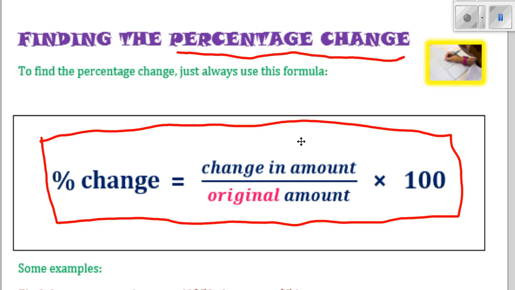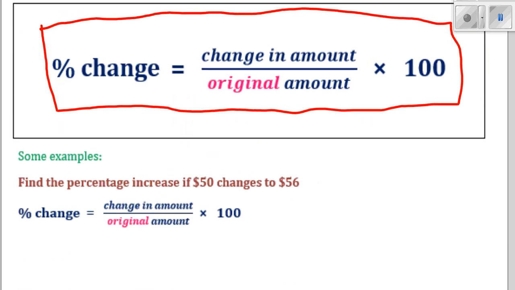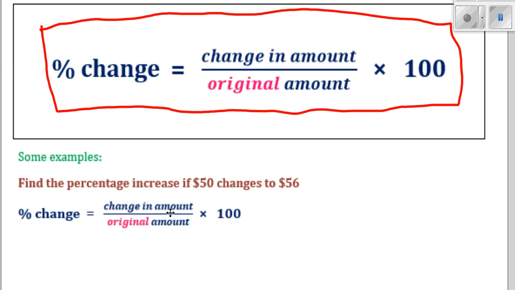How on earth does this work? Let's see. Find the percentage increase. So percentage increase, notice it's asking for the percentage something, so it means use the percentage change formula. If it changes from $50 to $56. So if you want, you could first of all calculate the change in amount, which is just the difference. It doesn't have to be positive or negative, just work out what the difference is as a positive. Because it's already mentioned that it's an increase.